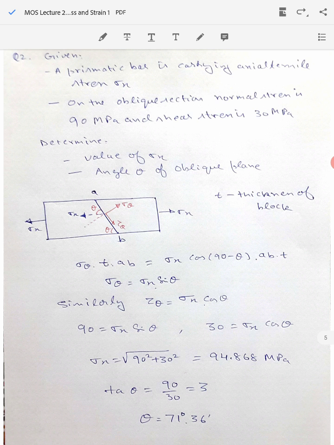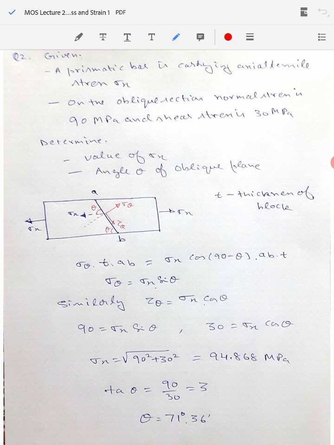For this we need to resolve the force acting because of sigma x here. That will be sigma x, and the component of it acting in the direction perpendicular to AB will be cos of 90 minus theta. You can see from this figure, and the area on which it is acting is again the same, AB into T. So this AB into T will get cancelled out, and what you will be left with is sigma theta equal to sigma x sine of theta.